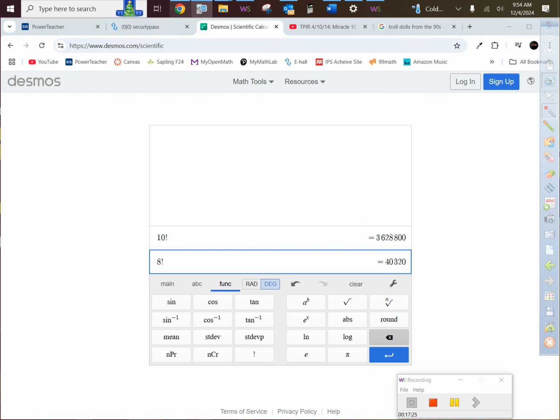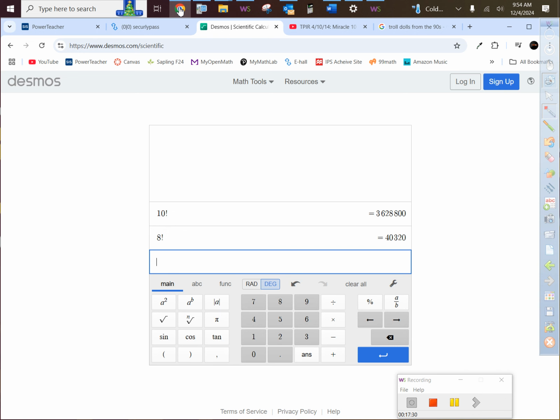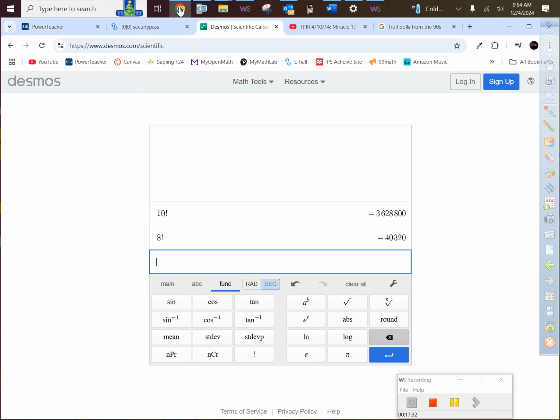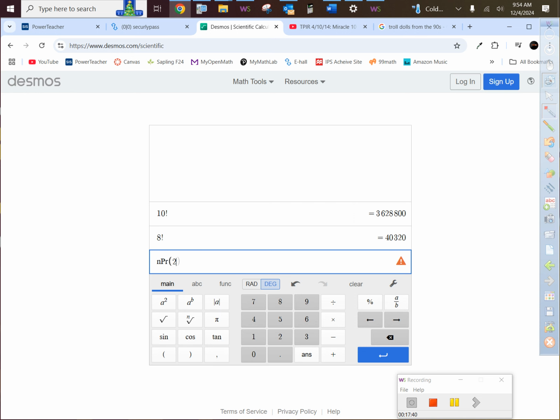How do you do it on the Desmos calculator? It's a little backwards. So let me clear this out. You have to do this first. You hit your function button. You see the nPr in the lower left-hand corner. And then you just do 26, and then you put a comma, 8. So they make you type it in as the nPr first, then the 26, then the 8. And you get the same number back in that case.